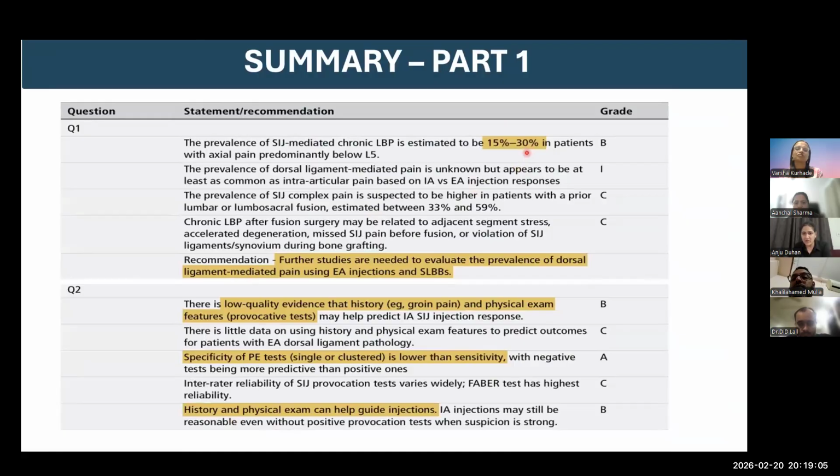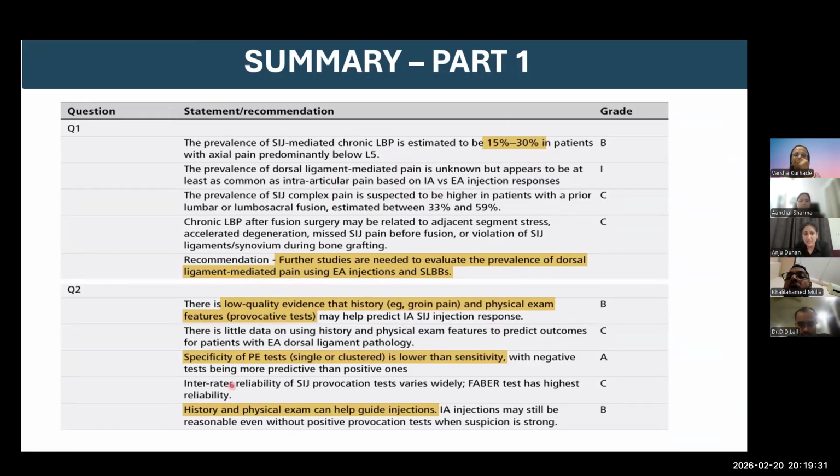So to summarize the guidelines so far, here I have highlighted the grade B or grade A recommendations. The prevalence of SIJ mediated pain in chronic low back pain is estimated to be 15 to 30%. However, further studies are needed to evaluate the prevalence of dorsal ligament mediated pain using extra-articular injection or sacral lateral branch blocks.